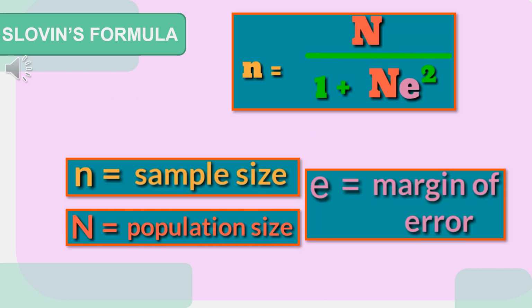So the Slovin's formula is given as follows. We have n equals N over 1 plus N e squared. Okay, so we have small n, which is the sample size, and then big N represents the population size. And how about yung small e? Okay, it is the margin of error, which is mainly to be decided by the researcher.